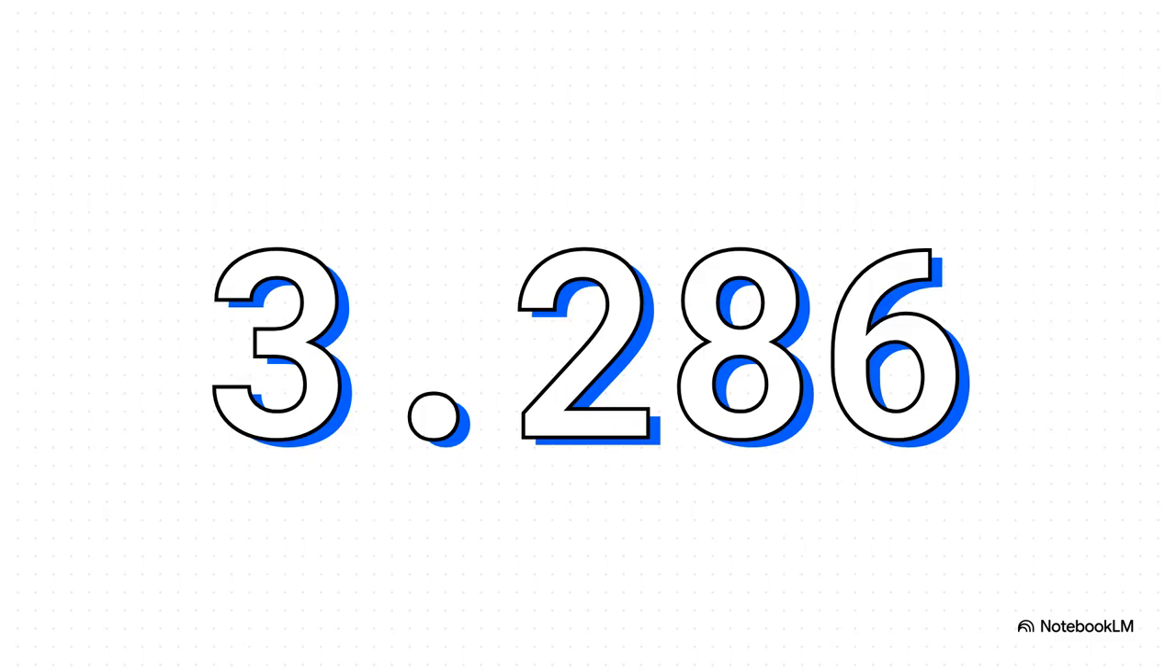The mode is 3.286. So what does this mean? It means the most common family size in this group is about 3 members. That wasn't so scary after all, Henna?